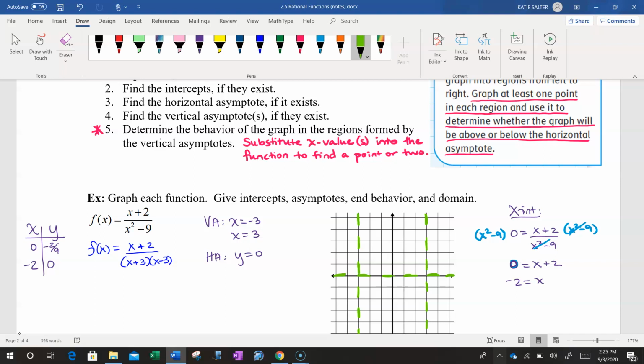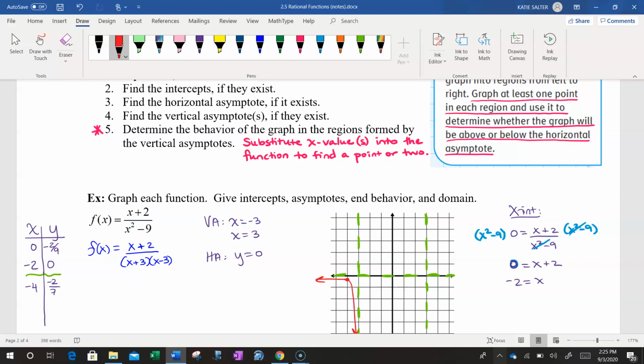So if we go over to this left region, we would want to substitute in, I don't know, let's say negative 4. And so if you want, you can kind of just continue your x and y chart you did over here. So what if we substituted negative 4? Well, in the numerator, that would be negative 4 plus 2, so that would be negative 2. In the denominator, negative 4 squared is 16 minus 9, which would be 7. So we get negative 2/7. So what that tells me is if I'm on the most left part, when x was negative 4, y was negative 2/7, and that tells me for this part, it's going to be graphed below.